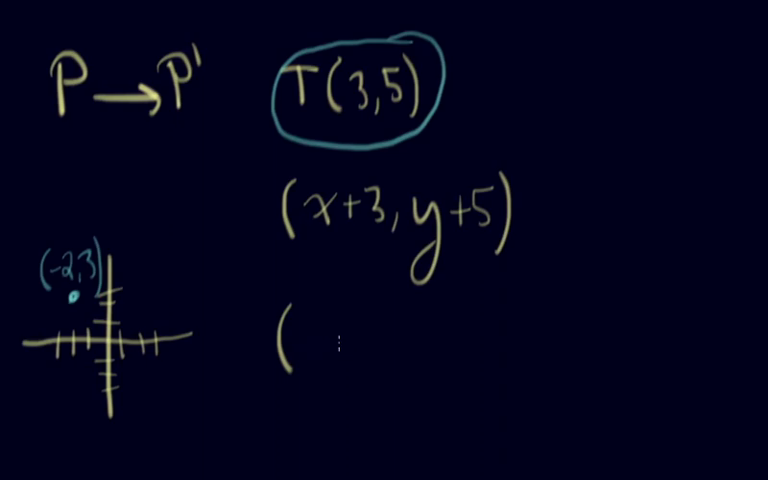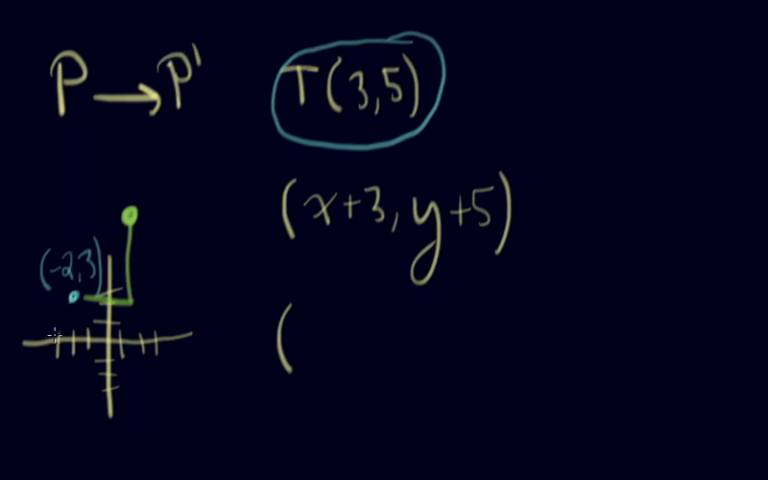So we wanted to do that. So we're moving this one across 3 and up 5. So this is going to move across 3 and then up 5 and end up here. Okay, that's what's basically happening. Now you can go and do that. You just kind of count.